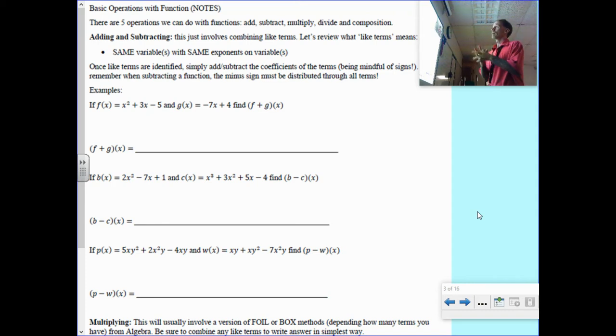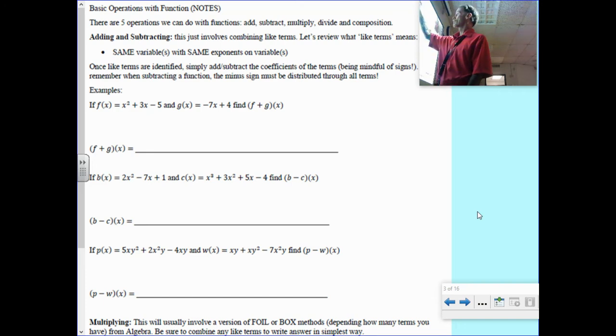So, going to start off with adding and subtracting. This involves combining like terms, right? What does a like term mean? Same exponent or exponents with the same variables, right? So make sure that you're lining things up correctly and combining things you've got to do.